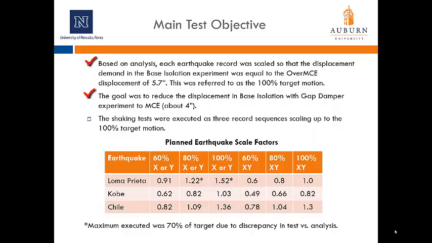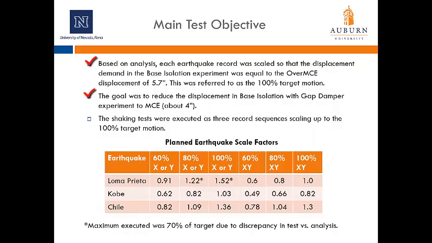Now this is what we were expecting when we started designing the experiment, but we didn't have the building design, we didn't have the damper characterization data yet. Once we were able to put everything into our model, we weren't expecting to achieve quite this large of a displacement decrease. We were expecting more like maybe about 4.5 inches, or a 20% decrease.